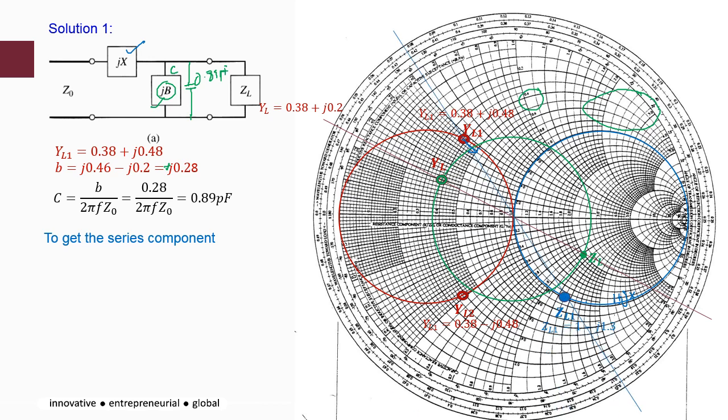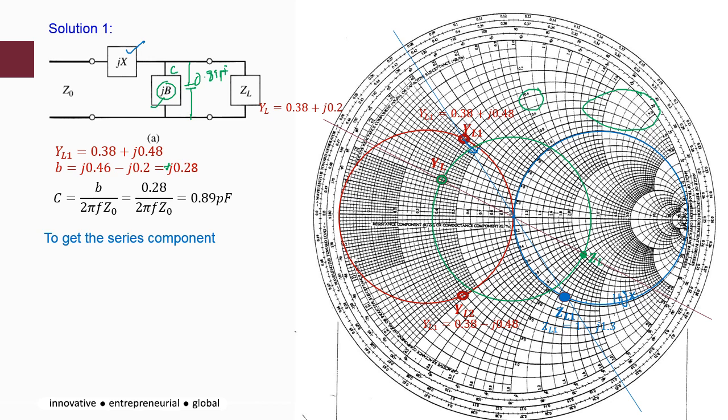Okay, so you draw a line crossing at the center and then look at the cross section between the lines to the 1 plus jx circle. So you can name it as ZL1. In this case, ZL1 is positioned at 1 minus j1.3.